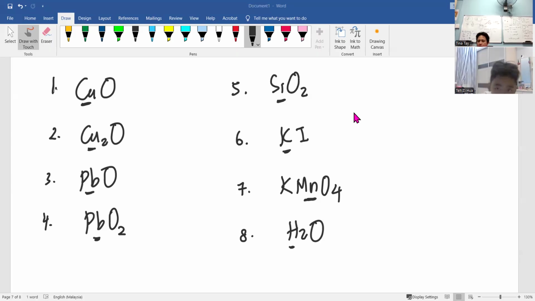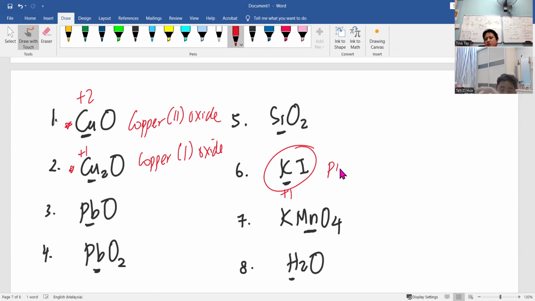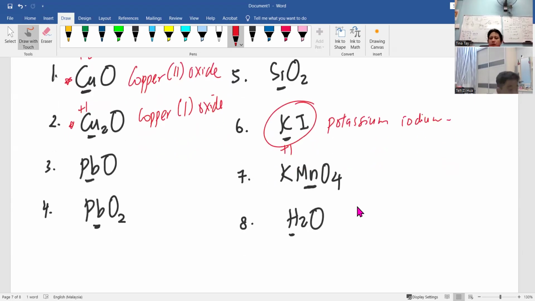All right. This is copper 2 oxide. The oxidation number of copper is positive 2. This is positive 1, so this is copper 1 oxide. So these are transition metals, only transition metals. This one is just positive 1, and this one is just potassium iodide. Group 1, group 2, group 3 don't have any change in oxidation number.